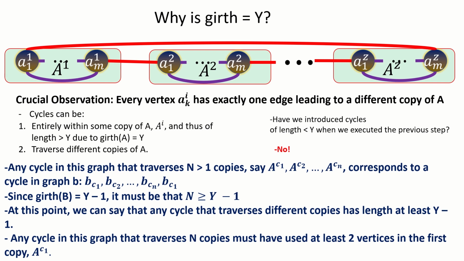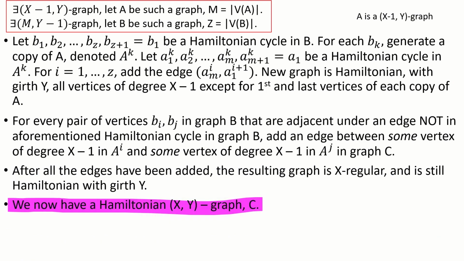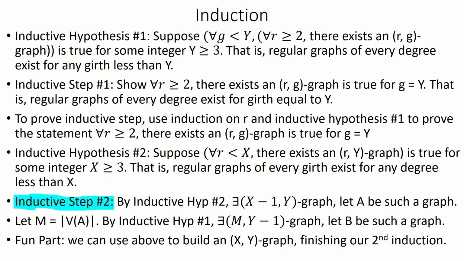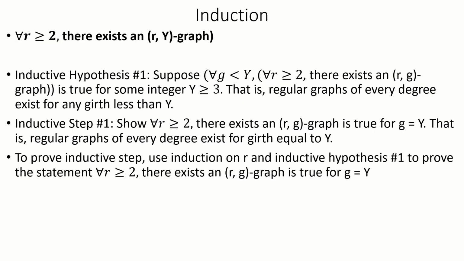So we can conclude that we did not form any cycles of length shorter than y by adding all those new edges in our last step. And this pretty much completes our proof. We've constructed a Hamiltonian xy graph, completing our second inductive step. And with the help of base case 2, this means that we can state that for all r greater than or equal to 2, there exists an ry graph.